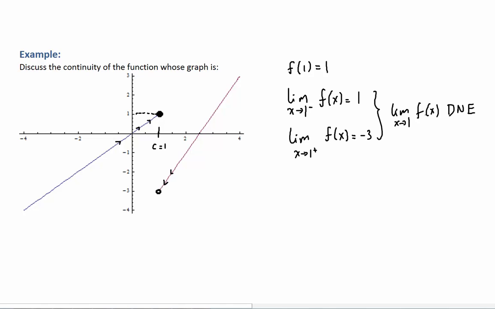So the limit does not exist, one of my three conditions failed, and immediately I say the function is not continuous. Is NOT continuous. I'm not yelling, but I'll write it in capital letters.